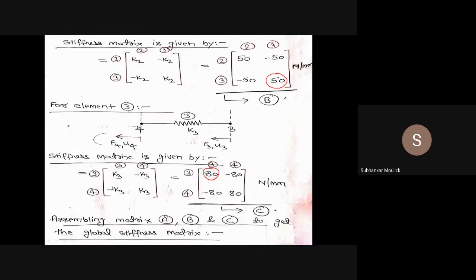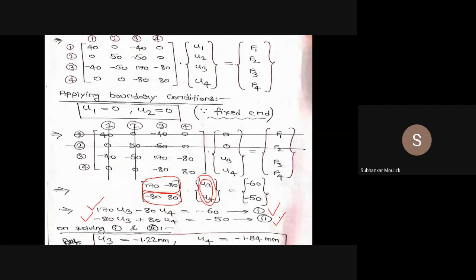So this is the second part of this problem. That is, you need to find out the unknown displacement. u1 and u2 is already 0 from the boundary condition, and from this Gauss elimination method, I found out the unknown displacement value at node 3 and node 4, which is u3 is 1.22 mm and u4 is 1.84 mm. Is it clear to all of you? Any doubts so far? No, sir. Okay. Other people please respond whether any doubt is there or not. Nice, clear, sir. Okay, fine.